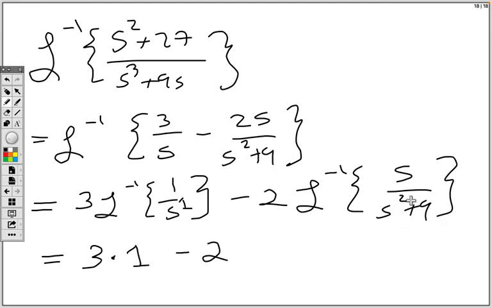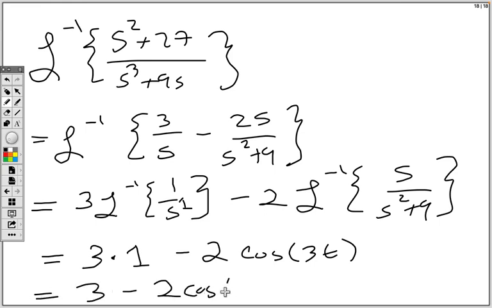I've got a sum of squares in the denominator, so that makes me think sine or cosine. There's an s in the numerator, so it's cosine. And the frequency here would be the square root of 9, which is 3. And so there's our inverse Laplace. Okay.